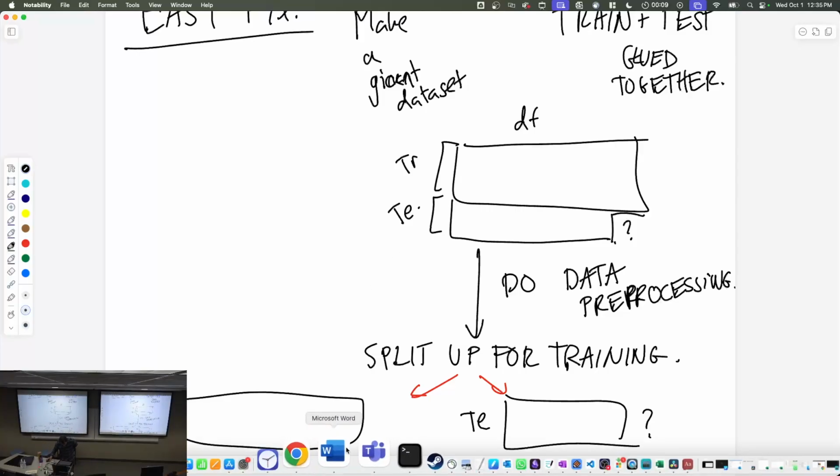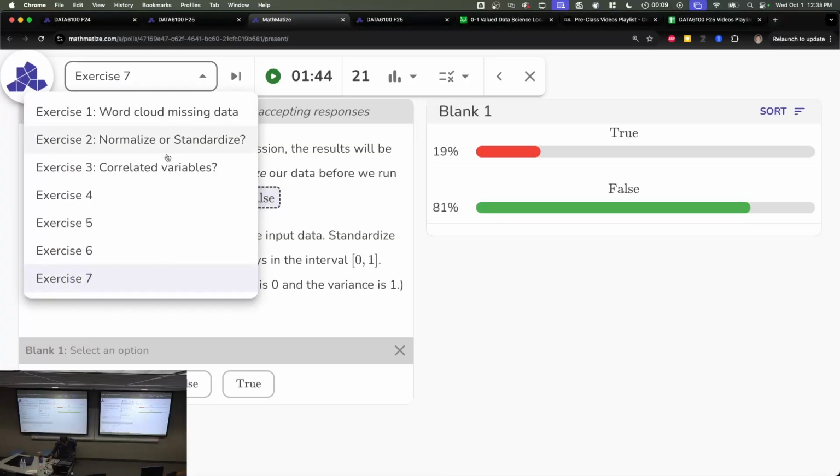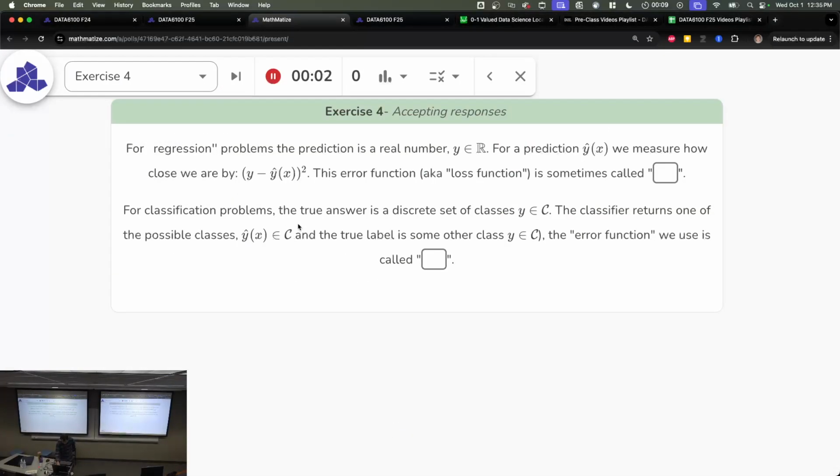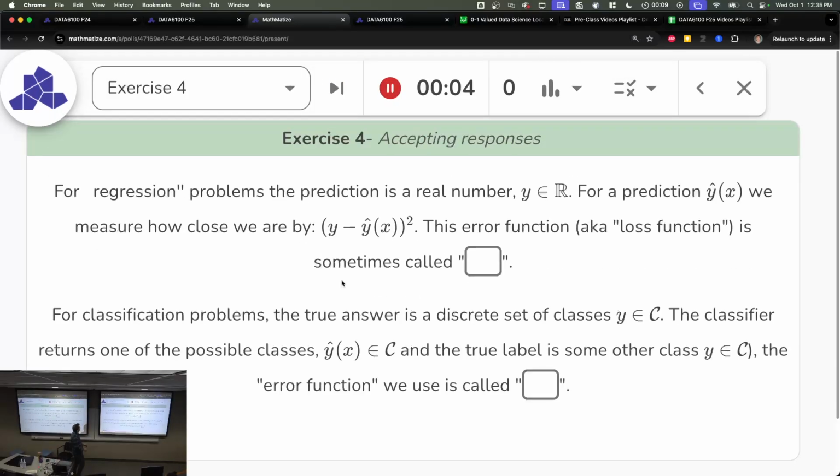I have this little warm-up problem for you to see what you think about this. Regression is in quotes. Unfortunately, the word regression is overloaded. Regression can mean predicting a real number, and it can also mean linear regression. They both have the word regression, but it means two different things. So for regression problems, we're estimating a number y in R, a real number, like the price of a house. Our prediction, y hat of x, is what we're predicting as a function of the input x. We measure how close we are by y minus y hat squared. This error function, aka loss function, is sometimes called blank. You tell me, what would you call this thing?